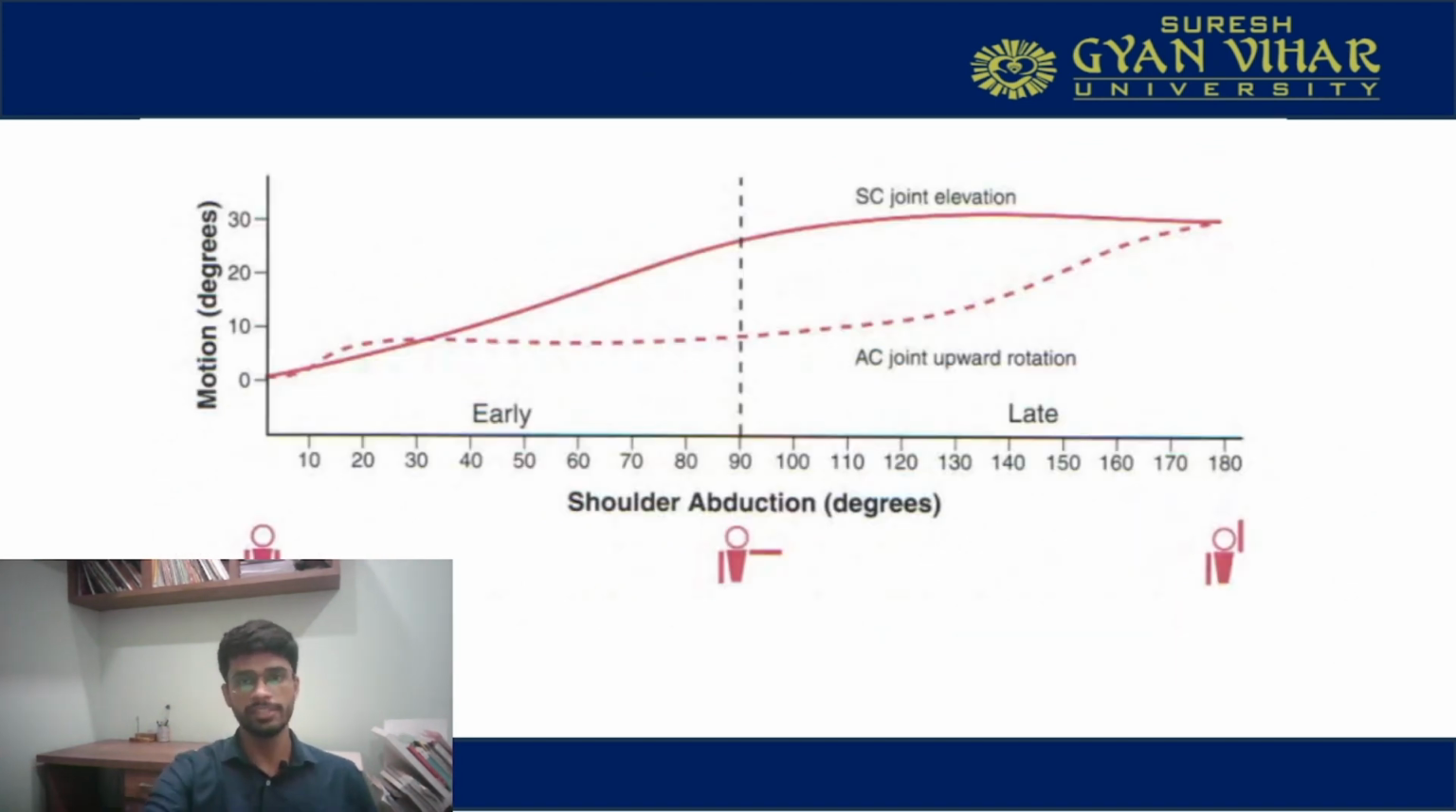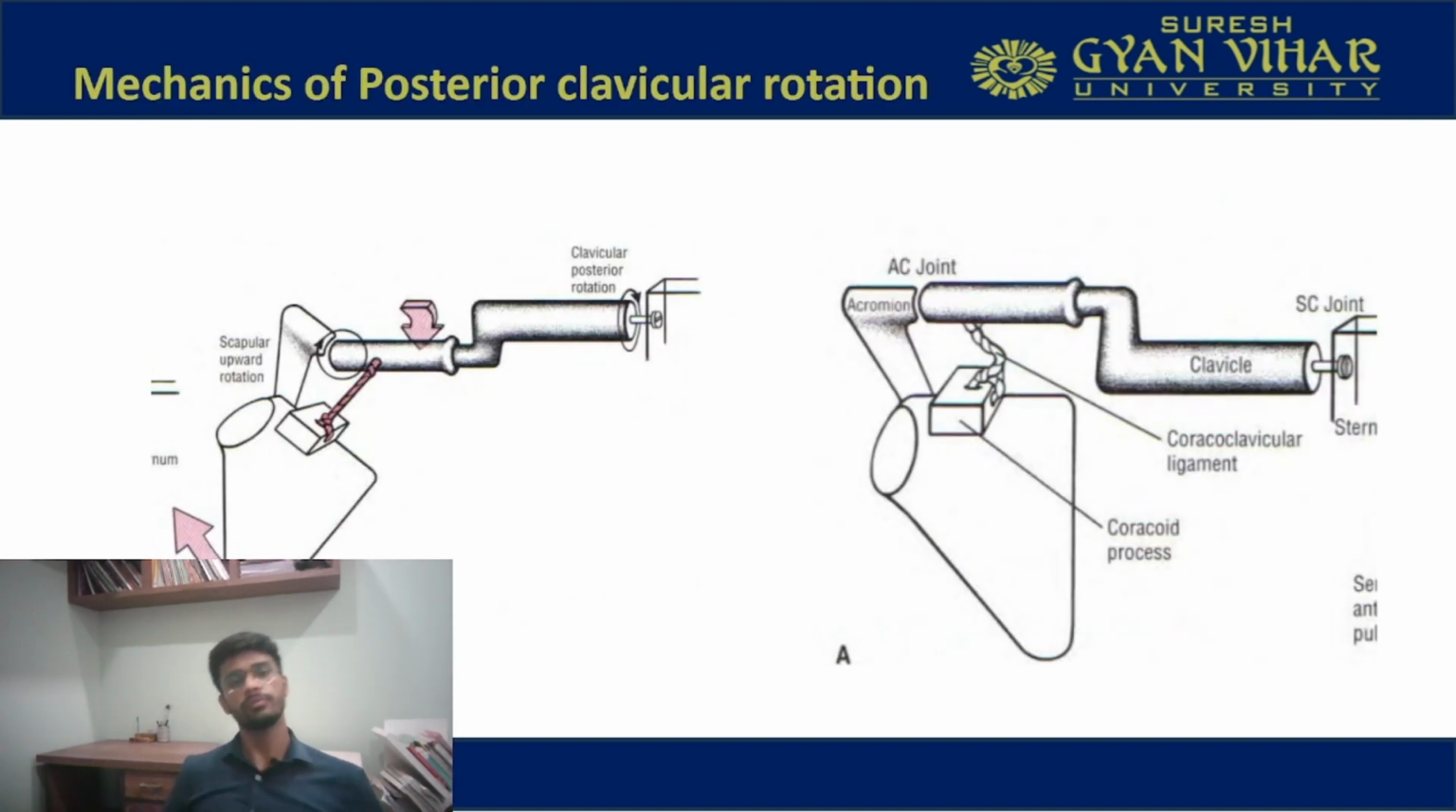Now there is one interesting thing to understand, which is about the posterior clavicular rotation. What is the mechanics of the posterior clavicular rotation? Whenever you try to abduct your arm, you will see that there is some amount of posterior rotation occurring at the clavicle. Why does this posterior rotation occur at the clavicle? There is an interesting phenomenon which happens.